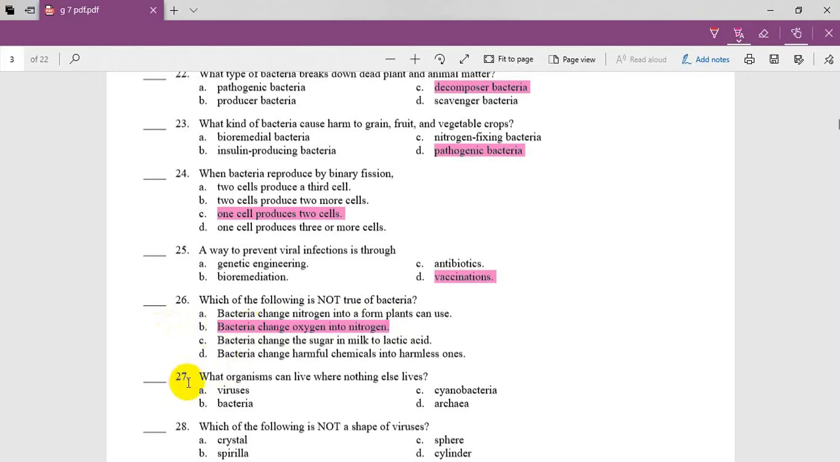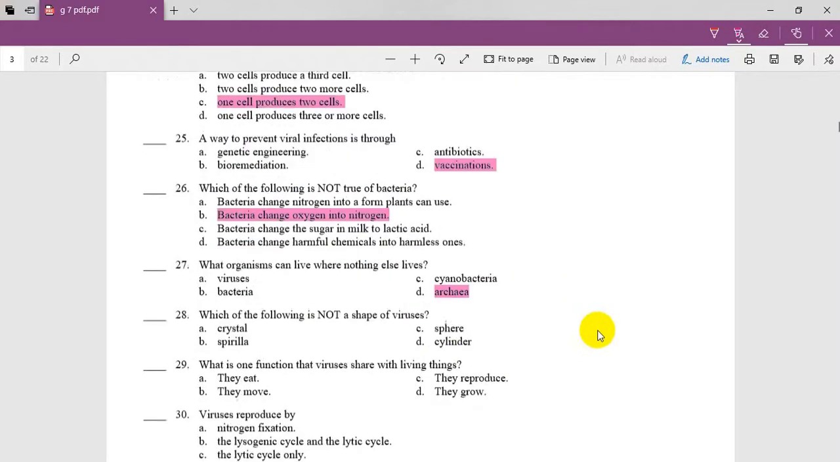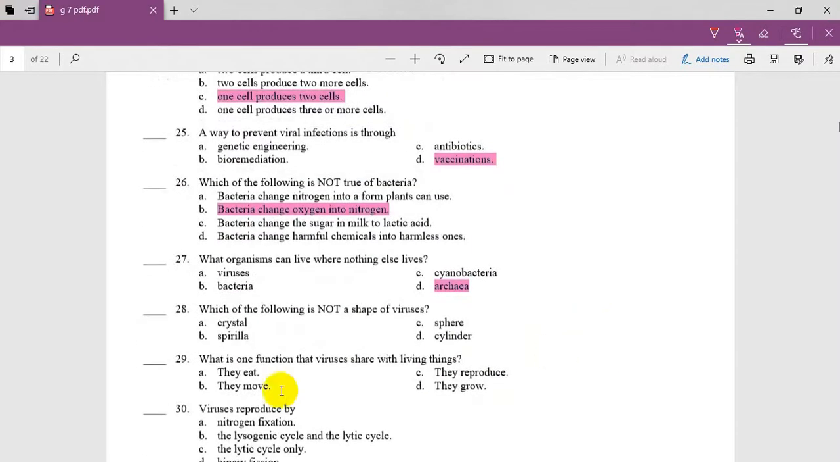Question 27: what organisms can live where nothing else lives? The ones that can live in very extreme conditions, like archaea. They can live in very salty environments and very hot environments, where nothing else can survive. So the answer is letter D. Question 28: which of the following is not a shape of viruses?